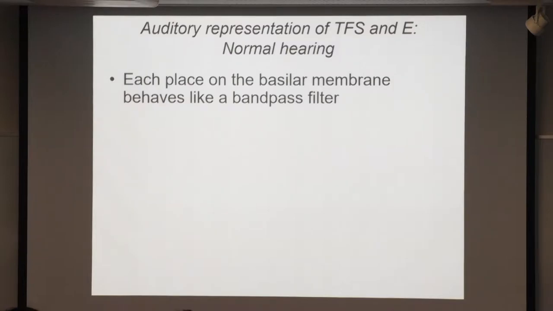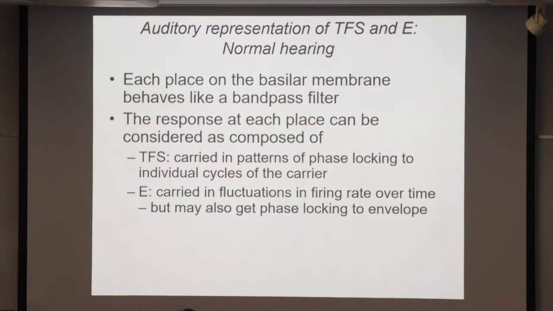So I want to start by introducing what I mean by temporal fine structure and envelope. This is a slide I showed previously, but some of the people here were not here for my earlier lecture, so I'll briefly go over it again. We've already heard many times that each place on the basilar membrane behaves like a bandpass filter, and so the response at each place can be considered as composed of a temporal fine structure and an envelope.